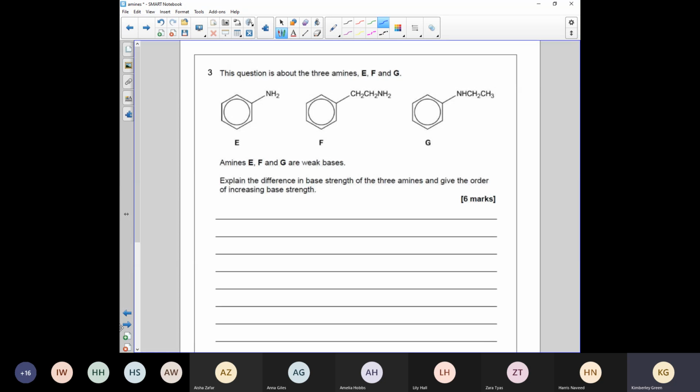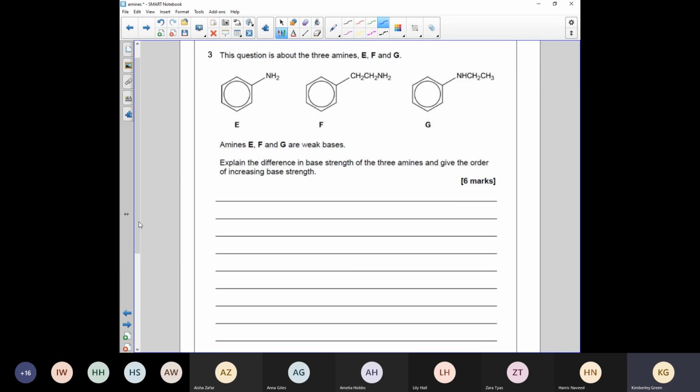Okay, question 3. This is linking in with our acids and bases topic, and amines. Amines, ammonia, all that jazz, weak bases. So we've got amines E, F, and G, which are weak bases. Explain the difference in base strength of the 3 amines and give the order of increasing strength.